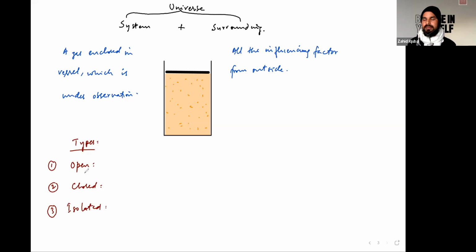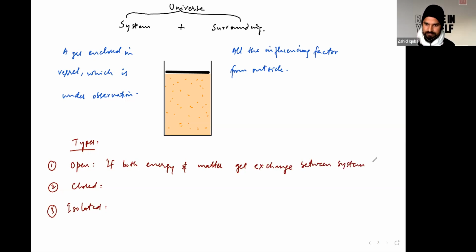If there is exchange of heat as well as matter between system and surrounding, then it will be termed as an open system. If both energy and matter get exchanged between system and surrounding, then it is called an open system.